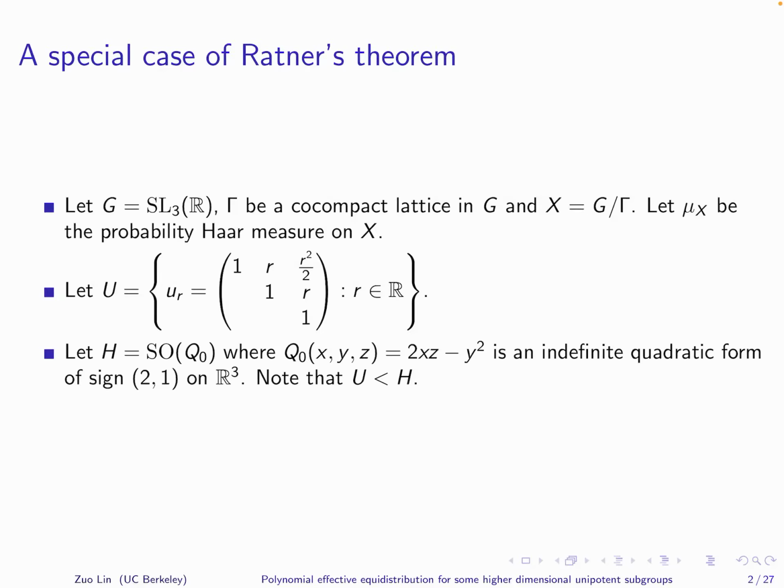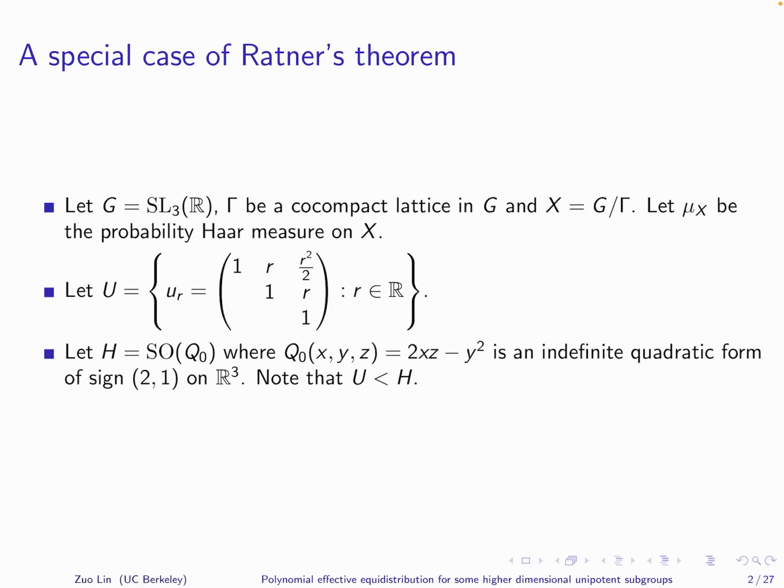And X acts to be G mod Gamma. This is our ambient space where the dynamics will happen. And let mu_X be the probability Haar measure on this space. There is a natural and unique one. And the main role in the dynamics today will be played by unipotent subgroups. In this setting, I will choose this one-parameter unipotent flow. It's the matrix with rows (1, r, r squared over 2), (0, 1, r), and (0, 0, 1). It is the unipotent subgroup generated by this full Jordan block.